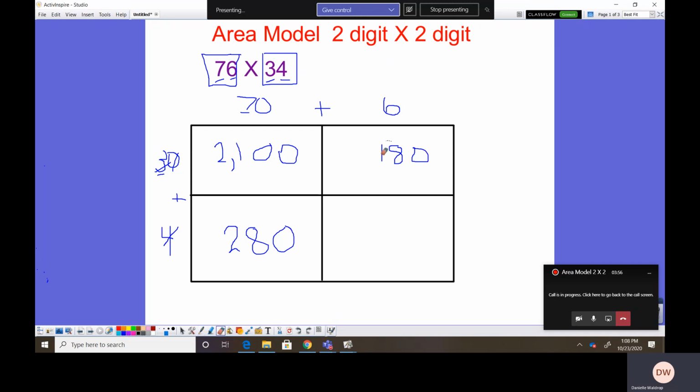Now, this next one, 6 times 4. 6 times 4 is what? It's just a basic fact. There's no zeros to work with on this one. 6 times 4 is 24. Now I'm done with that number.